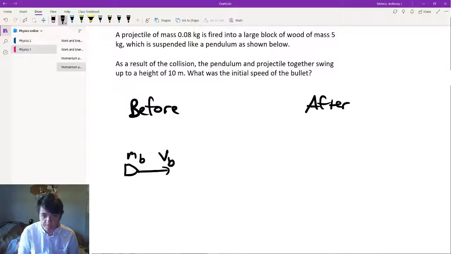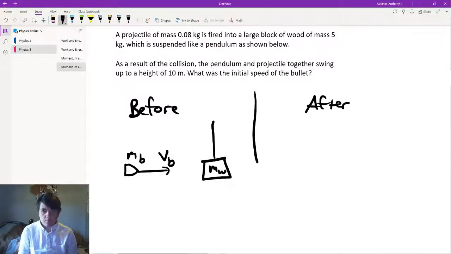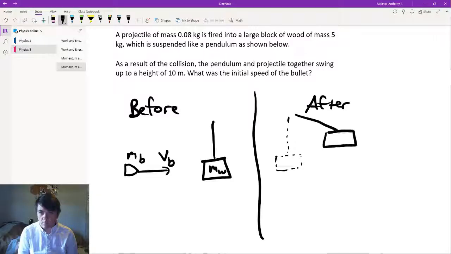It's moving at VB. And we have this mass of wood that's just suspended. And then afterwards, what happens is the bullet is suspended within it, and so this is MB plus the mass of the wood, so mass of the bullet plus mass of the wood, and it's at a certain height, h. Okay?